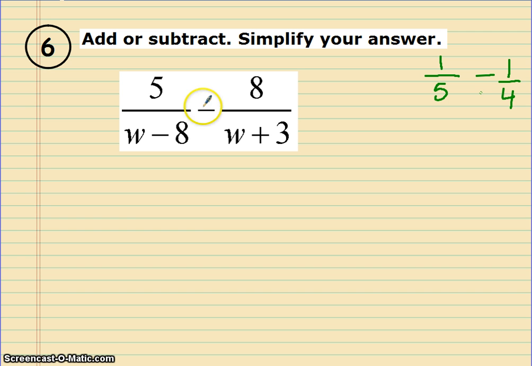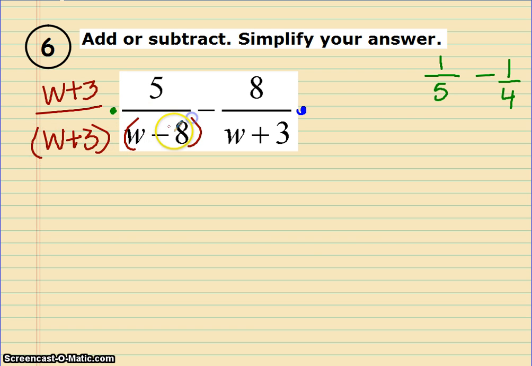So if we think about that, we did this before on the previous problem with addition, we can use that to help us out here. So we're going to multiply this equation by w plus 3 over w plus 3, which is just 1. And put some parentheses so I don't make mistakes. And then over here, we're going to multiply by w minus 8 over w minus 8.